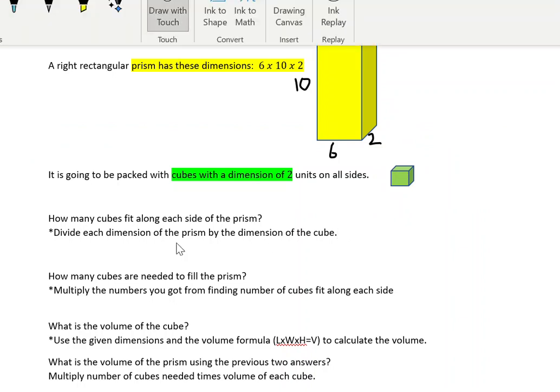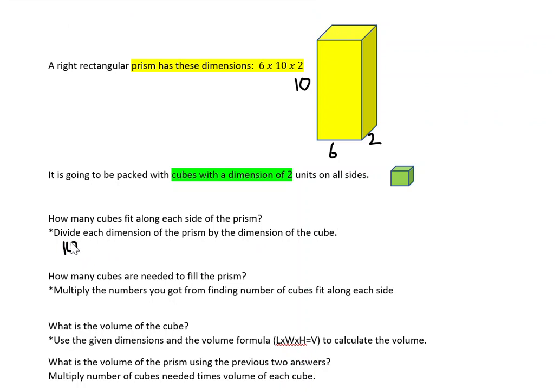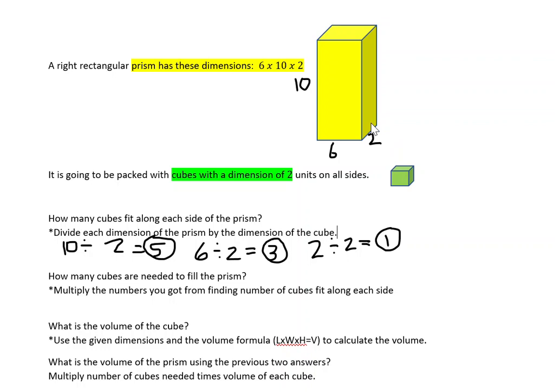So if we've got a height of 10, 10 divided by the dimension of the cube, 2, is going to give me 5. 5 of these cubes will fit along the height. If we have a length of 6, 6 divided by 2 will equal 3. 3 of the cubes will fit along the length. And then if we said the width was 2, 2 divided by 2 is equal to 1. Only 1 cube will fit along the width.